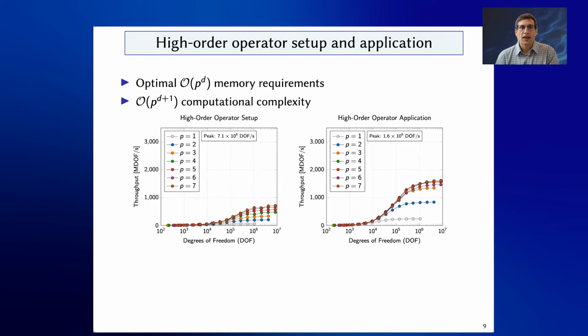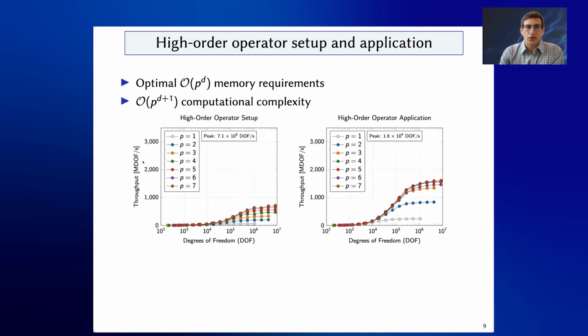And I mentioned at the beginning that higher refined elements are better suited for these GPU-based architectures. This is an illustration of that. So I'm going to be showing a lot of these throughput plots, so I'll take a moment to explain how to read them.